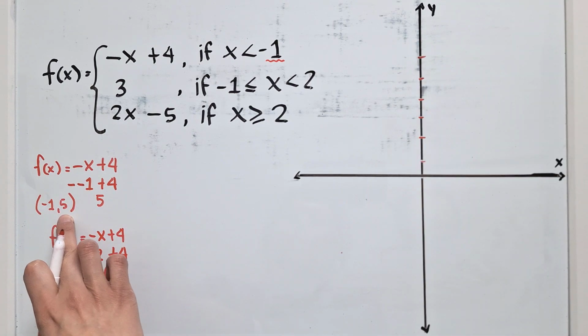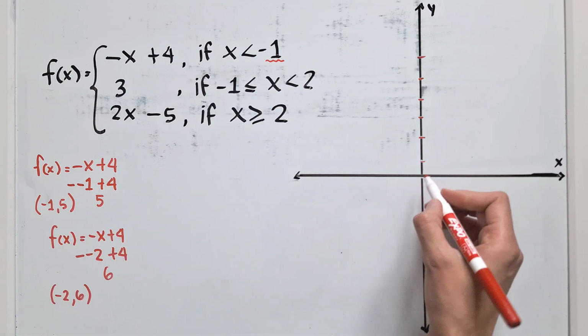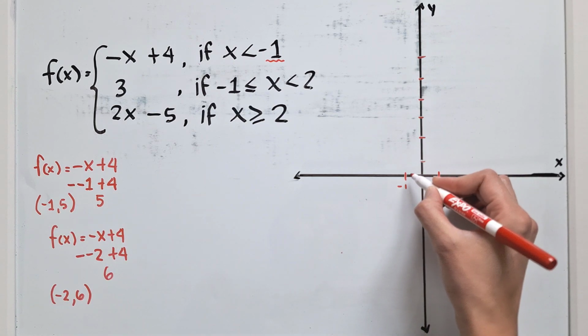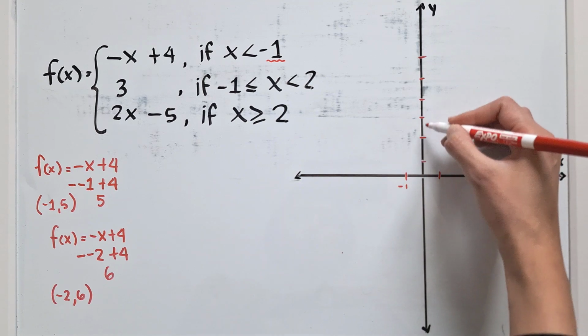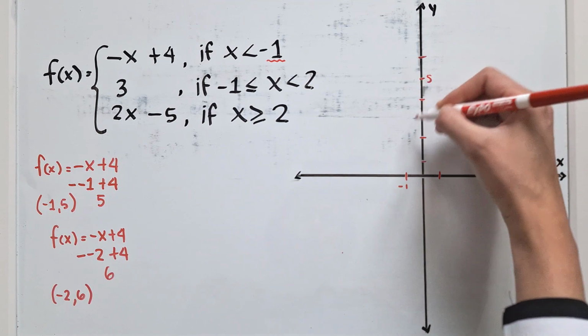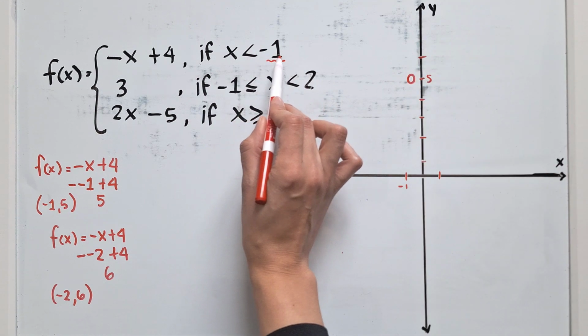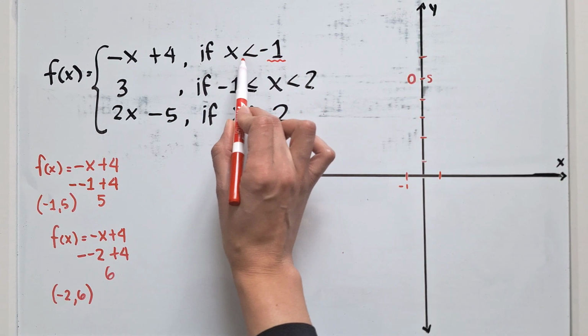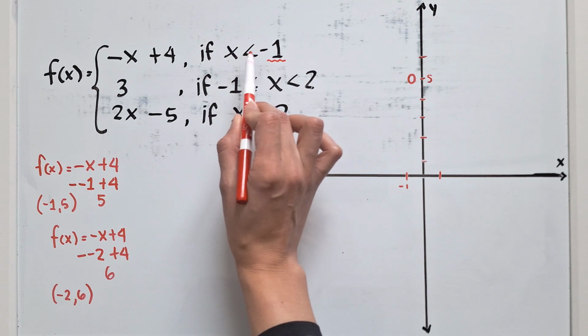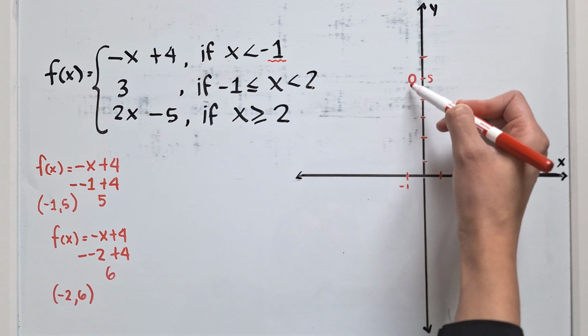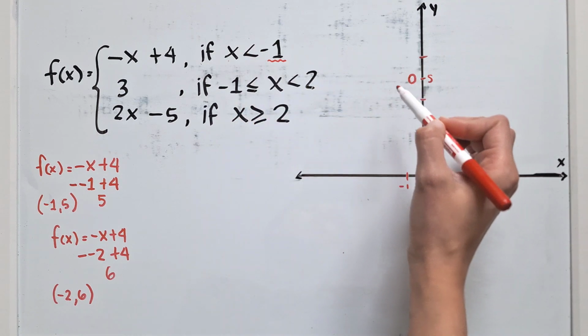Our first point is negative 1 and 5. So negative 1 would be around here. So negative 1 and 5: 1, 2, 3, 4, 5. This is 5. Our point is going to be here. Remember that negative 1 wasn't included here because it's x less than negative 1. So that's why we're going to make our point open. Negative 1 is not included.